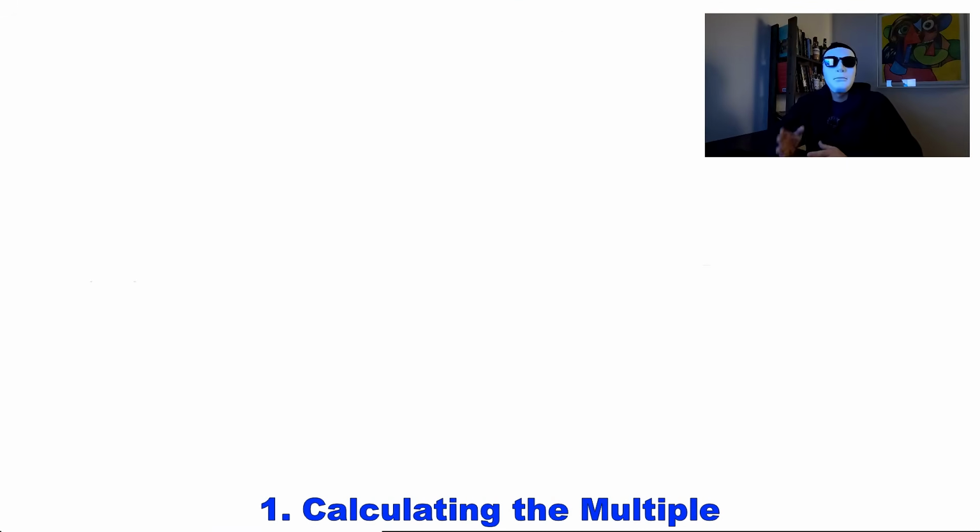Now, as always, I'll try to be as practical as possible, so I'll avoid going into too much technical and academic details around this topic. Okay, so on the first topic, calculating the multiple. Just like PE ratio, it's a very simple calculation, though it requires a bit more manual labor.